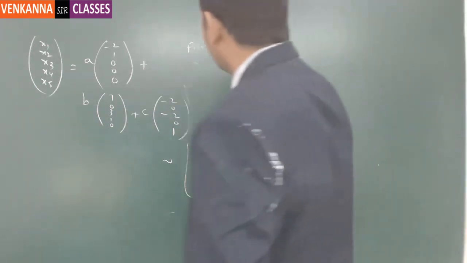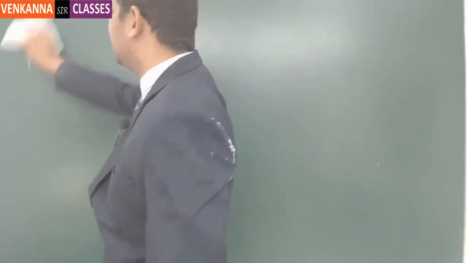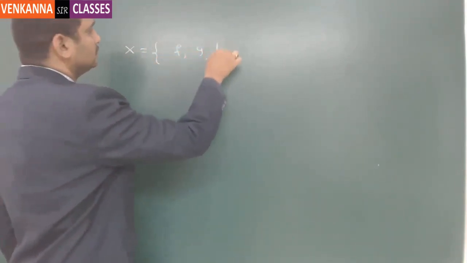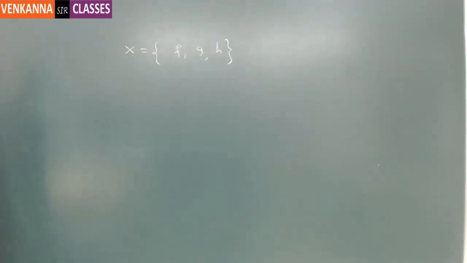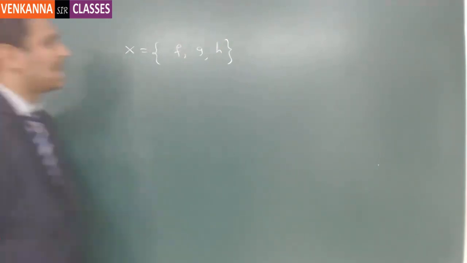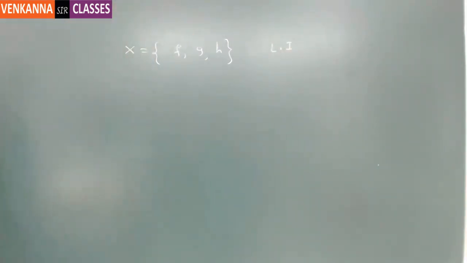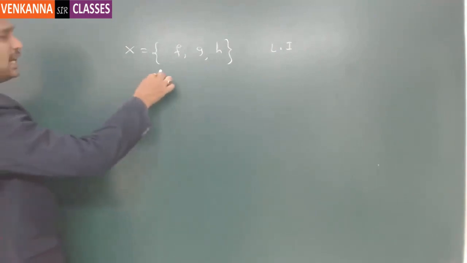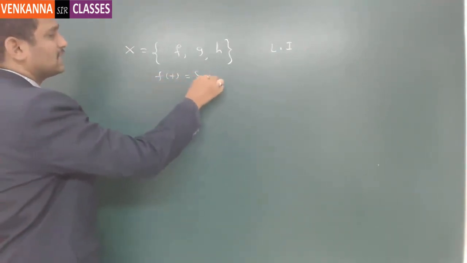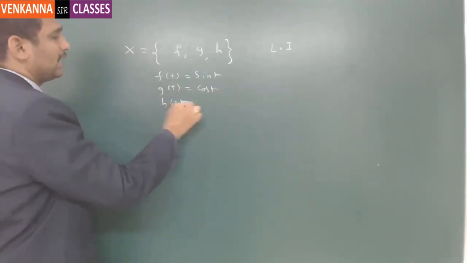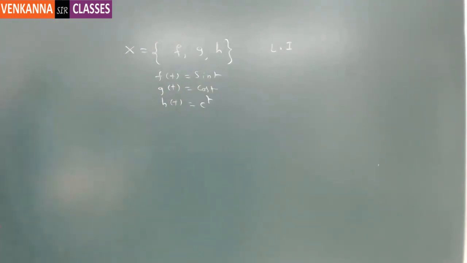Now, while proving the problems of linear independence, let us take one interesting problem. You take the set as F, G and H, and you are going to check whether this set is linearly independent or not. And the elements in the set are given by F is nothing but sin t, G is nothing but cos t, and H is nothing but e power t. You take like that.